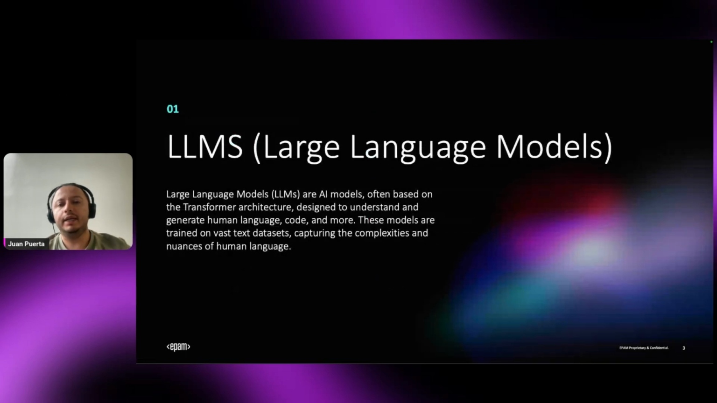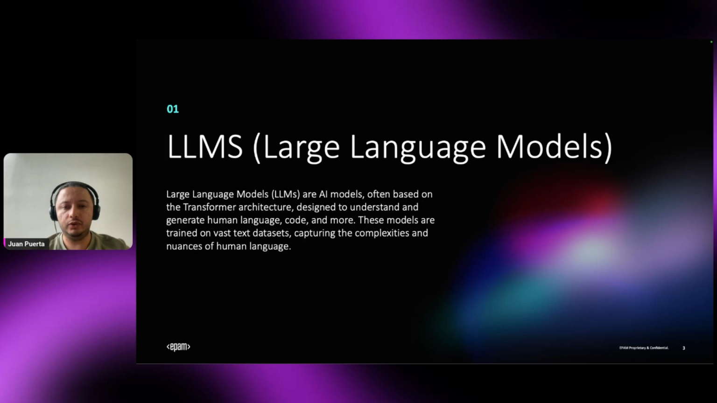Large language models are AI models, often based on a transformer architecture, designed to understand and generate human language, code, and more. These models are trained on vast datasets of text to capture the complexity of human language. To understand large language models, we need to discuss the core natural language processing task, language modeling, which involves creating models that predict the likelihood of a sequence of tokens. There are two main types of modeling tasks: autoencoding and autoregressive.